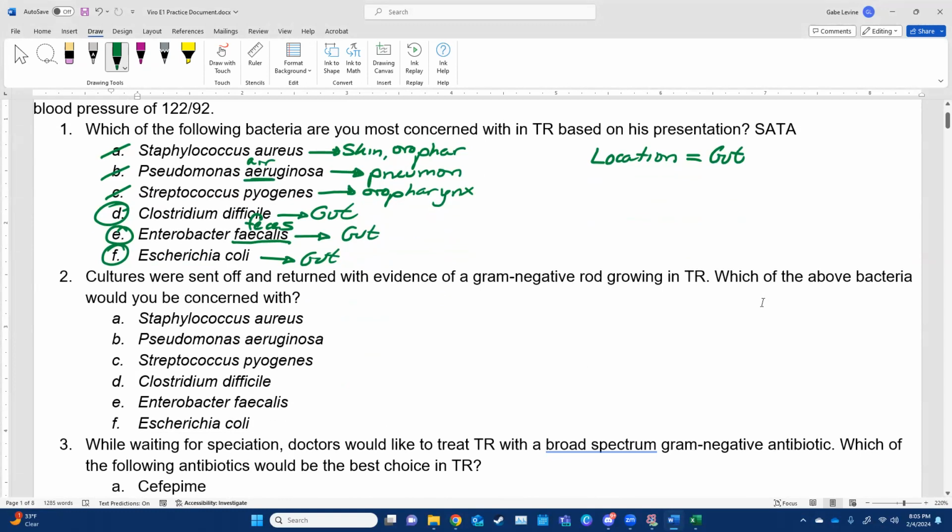Cultures were sent off and returned with evidence of gram-negative rod growing in TR. Which of the above bacteria would you be concerned with? So it's not going to be any of the ones that we crossed off. And so what does that leave us? This should be select all that apply. Not C. diff, right? Enterococcus and E. coli. At this stage in the game, these are the questions you should expect regarding bacteria, right? Location and categorization.